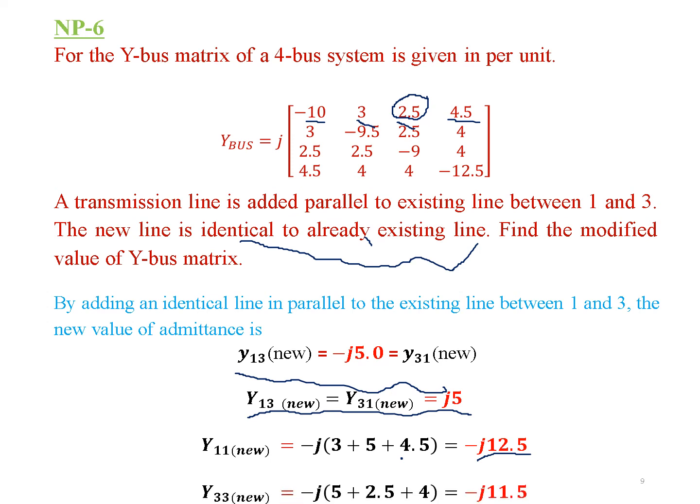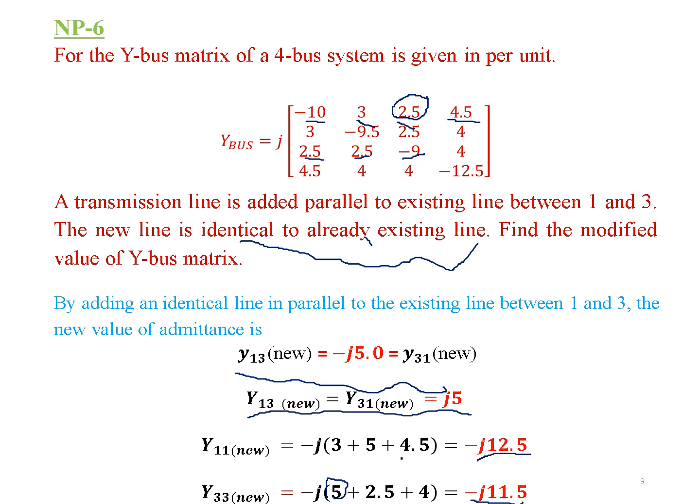Similarly, we can identify Y33. Before calculation of Y33, the existing one is minus 9, that is negative of 4 plus 2.5 plus 2.5, and another 2.5 is added. So this effect is included in this component. So Y33 is equal to minus j11.5.